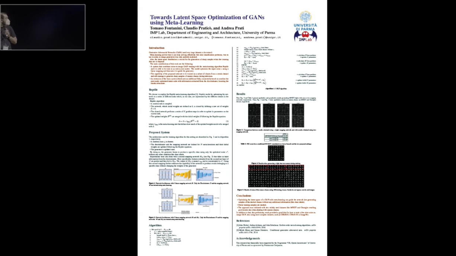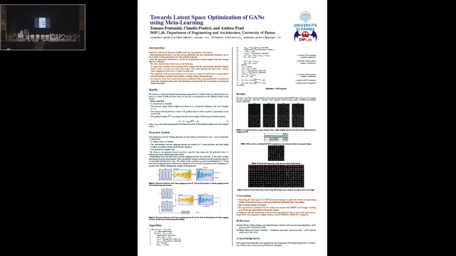For example, for the MNIST dataset, we trained the network from the number 0 to 8, and during inference, we were able to produce the number 9. If you have any question, you can find me here.